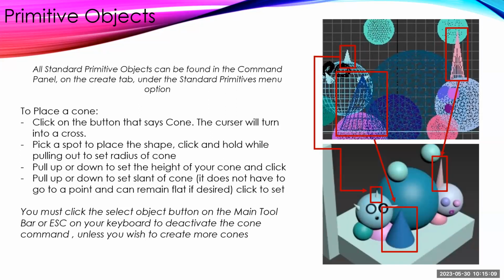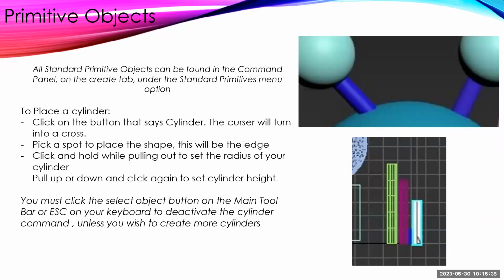For a cone, you first set the radius of the bottom, and then you set the height, and it'll look like a cylinder. And your 3rd click is what's going to make it slanted. And you don't have to slant it all the way to a point. You can leave it flat at the top if that's the shape you desire. Or you just pull all the way and you get a point at the top, you have your cone. For a cylinder, again, set the radius and pull up for the height.